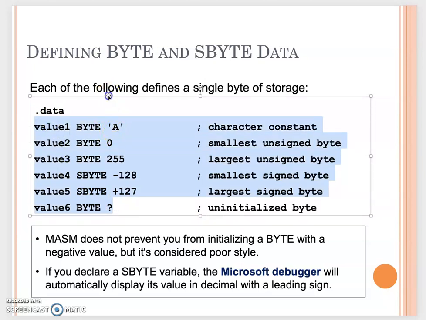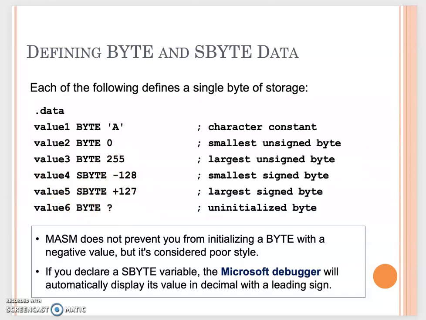So you can see here, I have value 1 is byte. So continue, say value 2, byte 0. Then value 3, byte 255. Then value 4, sbyte. So you have values one by one. How they look will be here. All those things happen one by one in the memory address.